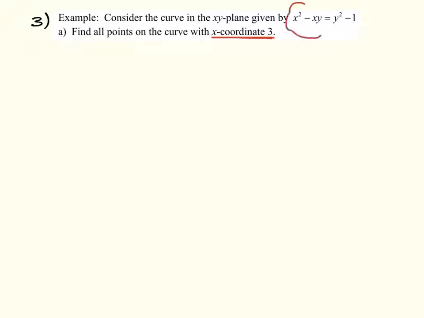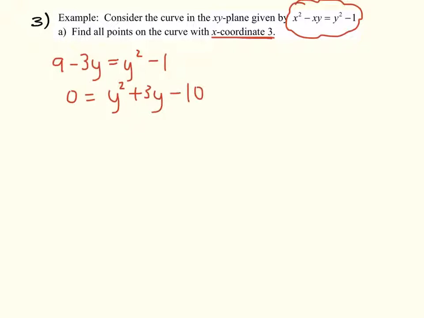So what do I do? Well, here's the equation of the original curve. So we're going to go ahead and put the 3 in for x. So instead of x squared, I'm going to have 3 squared, which is 9, minus 3y equals y squared minus 1. Okay, so I'm going to go ahead and solve this. It's a quadratic, so I want to set it equal to 0. So I'm going to have y squared, bring my 3y over, it'd be plus 3y, minus the 9 would be minus 10. I should be able to factor this pretty quickly. 2 numbers that multiply to negative 10 and add to 3 would be plus 5, minus 2. So I can solve each of these factors. So y equals negative 5 and y equals 2.